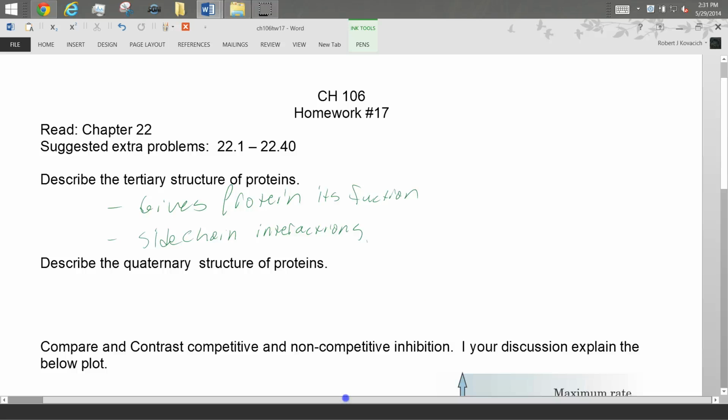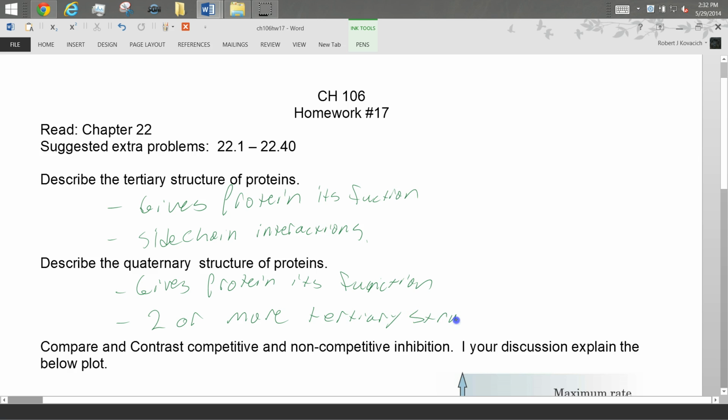Two or more separate peptide chains that come together and make a big protein. This also is protein structure.